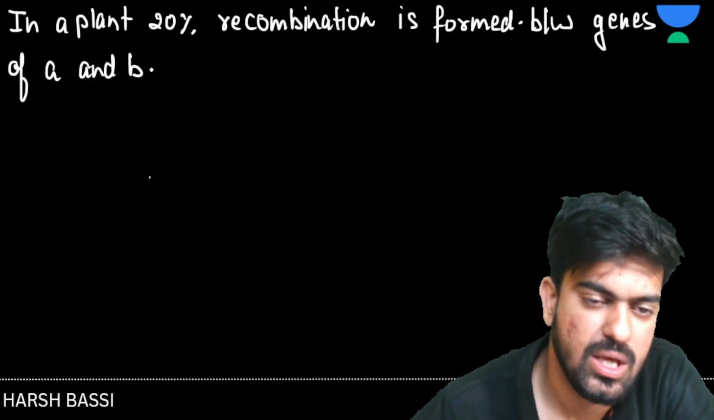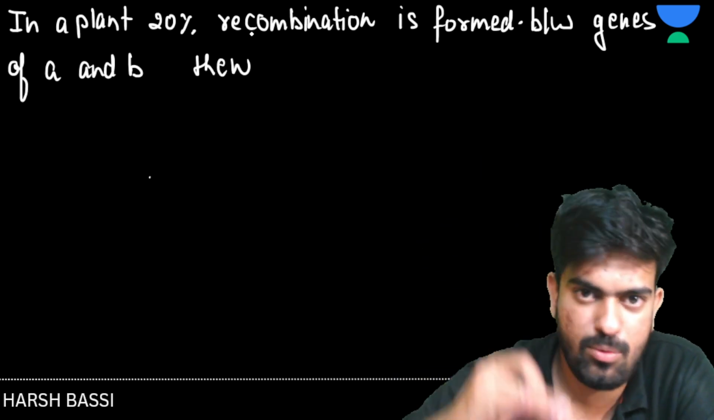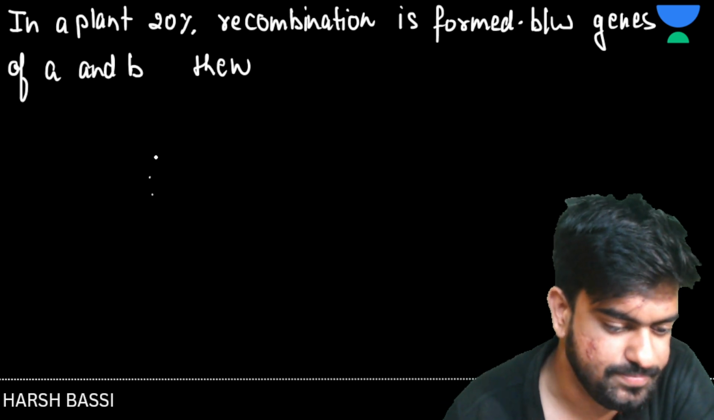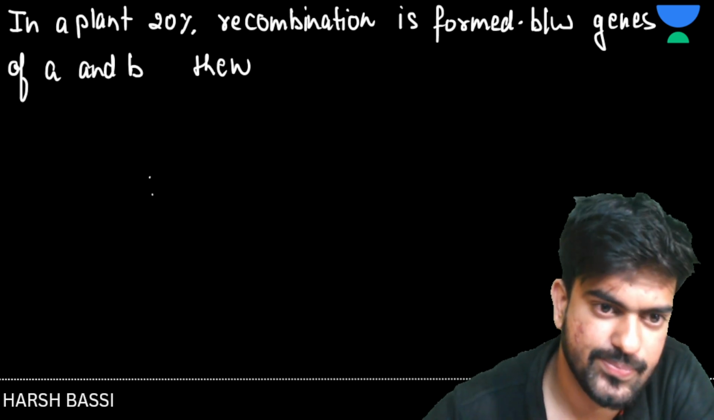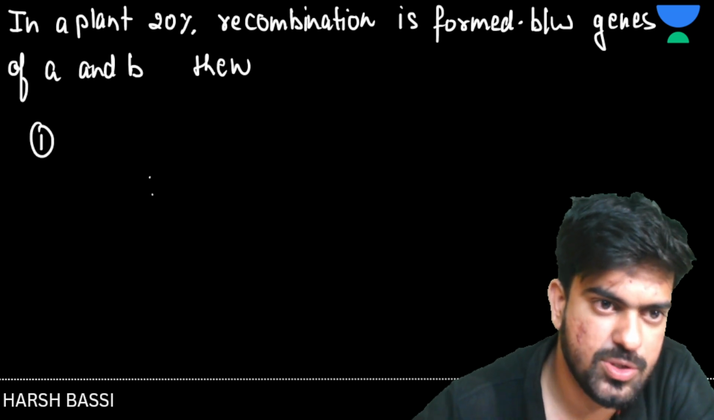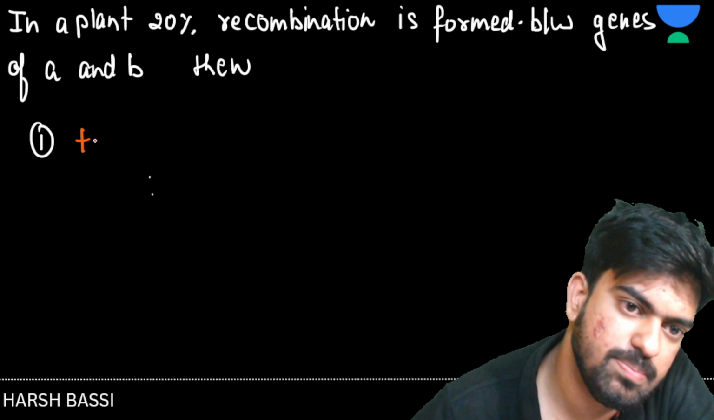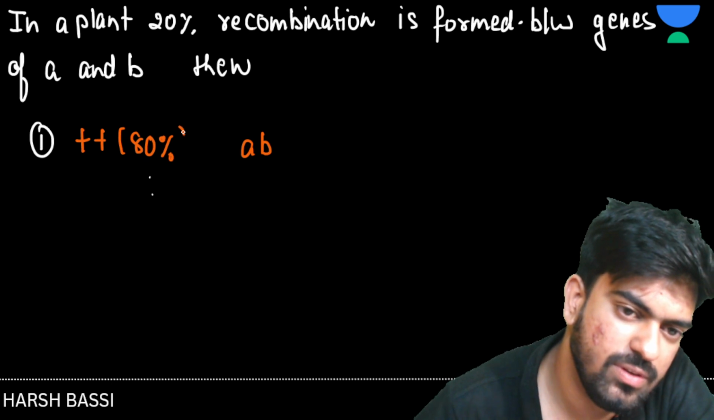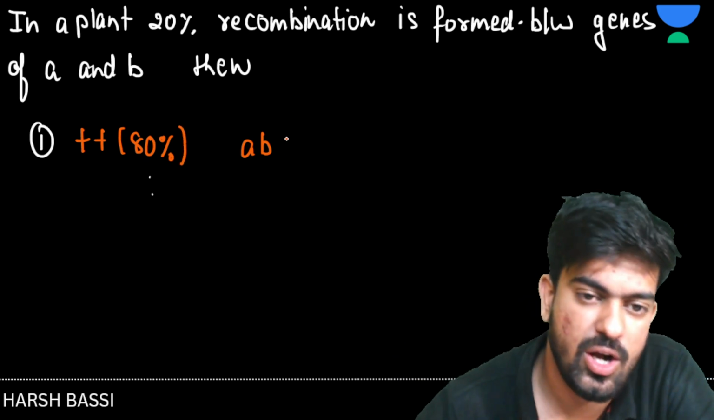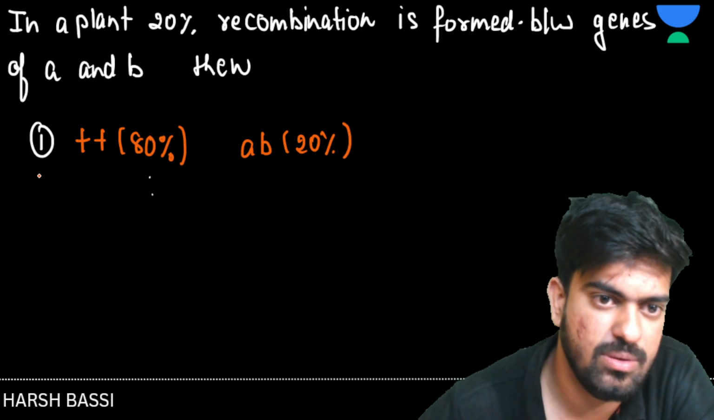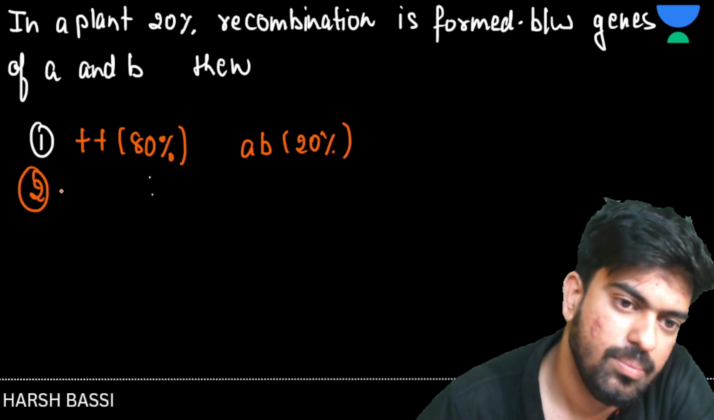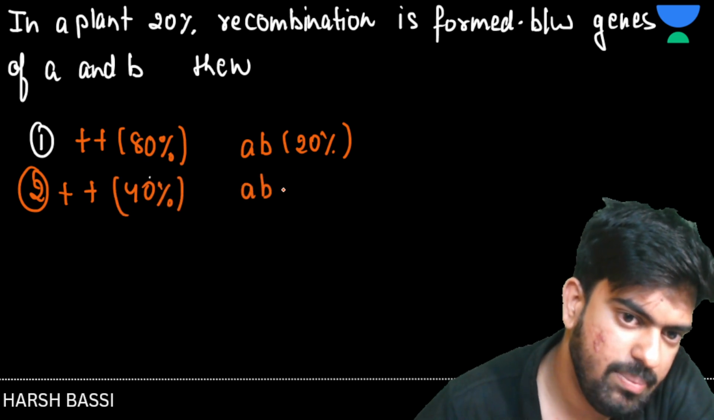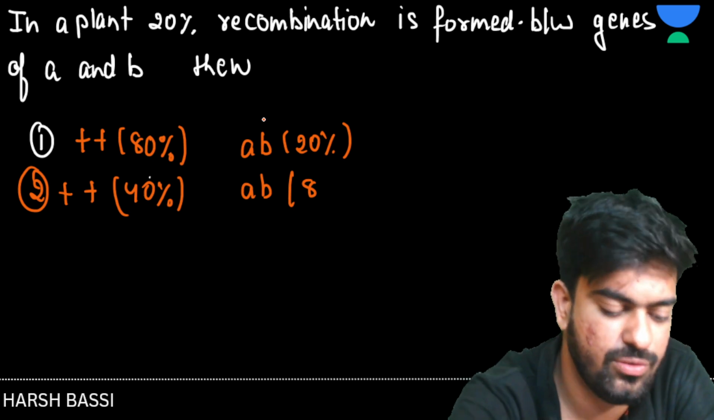Okay, take it. Then I have some options. Number one option says plus plus and AB. So it says 80% of plus plus will be formed, like A plus B plus, and 20% recombination will be formed. Next we have plus plus 40%, this will be formed, and then AB will be formed like this.